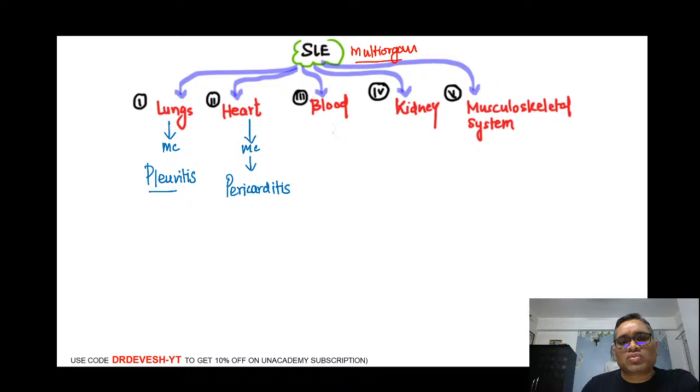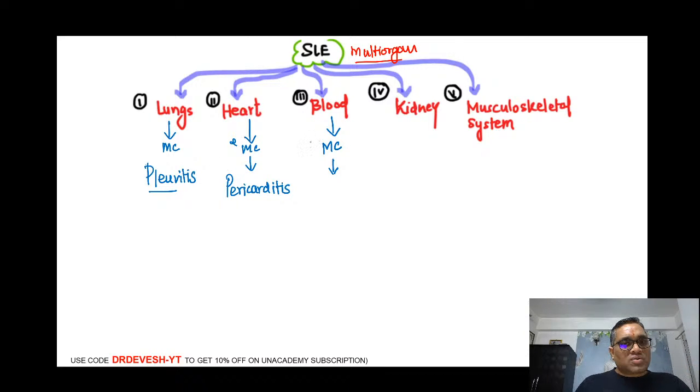Can you tell me what is the most common in the blood? See, Libman-Sacks endocarditis is not the most common. Libman-Sacks is a characteristic named lesion in SLE carditis, right? But when the examiner is asking what is most common, this is the line of Harrison also. If you read Harrison, you will find the heart involvement. This is the first line, right? They are writing that pericarditis is the most common presentation.